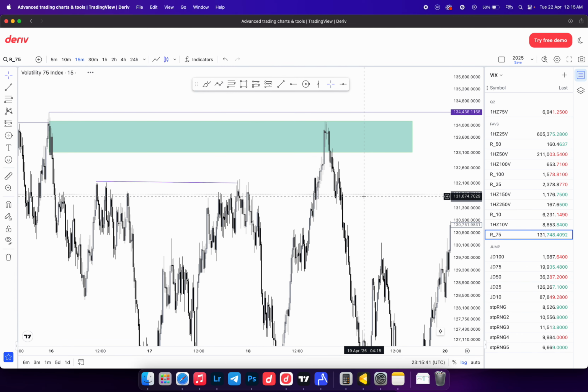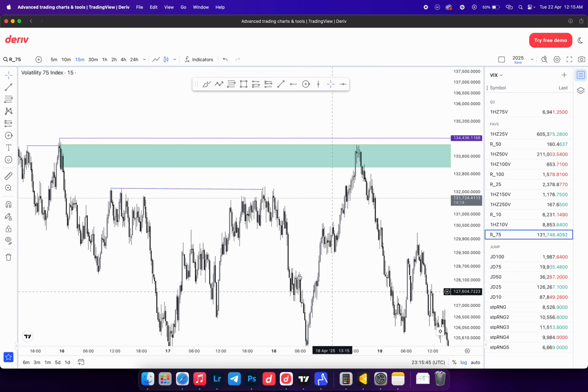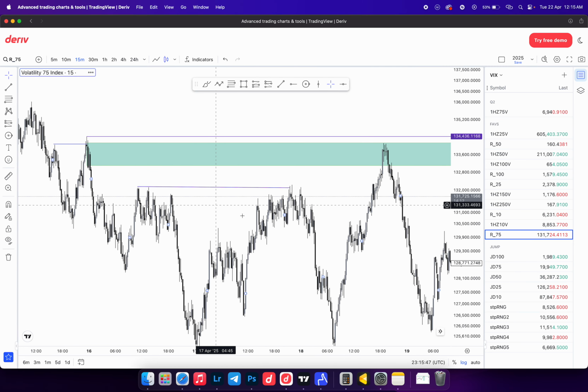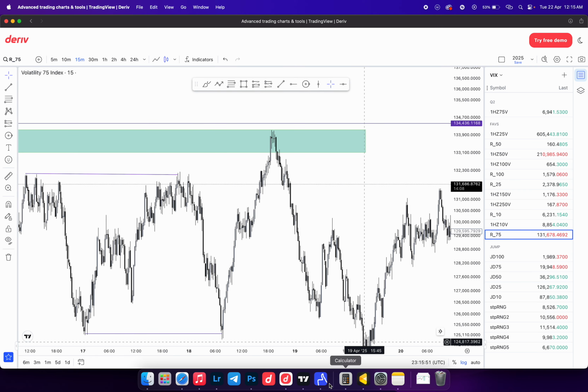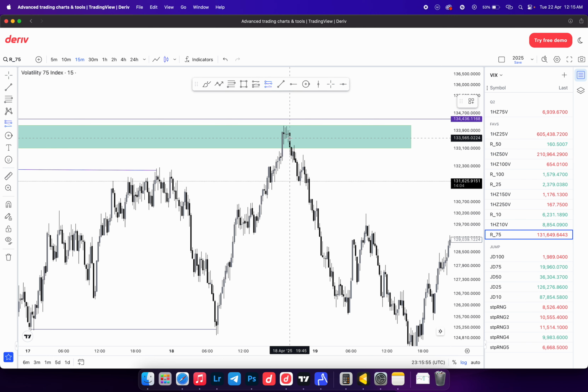No, I think this is on the 15 minutes. I think I got my entry on the 15 minutes. So you have this POI here, our point of interest, right? And I have this price inside my POI.